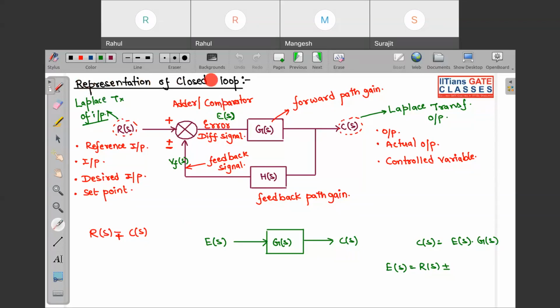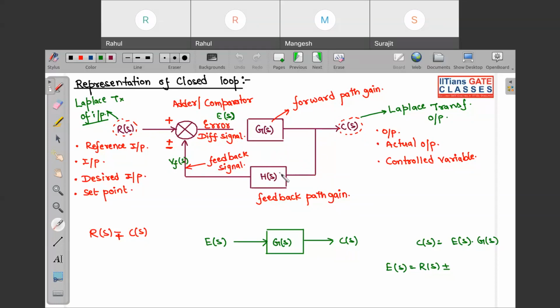So look over here. This is your representation of closed loop. This input is the Laplace transform of input, R(S). This C(S) is the Laplace transform of output. This is basically your adder. We take the difference between R(S) and C(S), and that difference is denoted by E(S). As I told you, this is the error, sometimes also known as the difference signal. This other signal is known as the feedback signal, which is the product of C(S) and H(S), as we are going to see now.